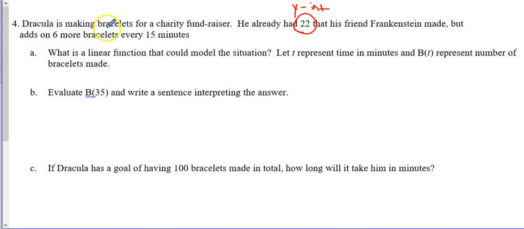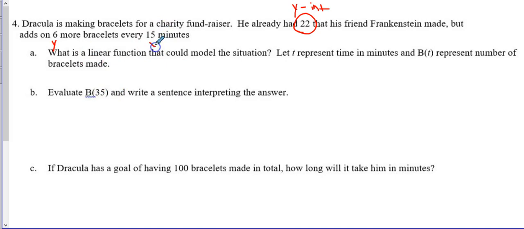He adds on 6 bracelets every 15 minutes. Okay, so then the 6 bracelets would be, this would be the y, because depending on how many minutes he's been working, that's going to determine how many bracelets he's made.